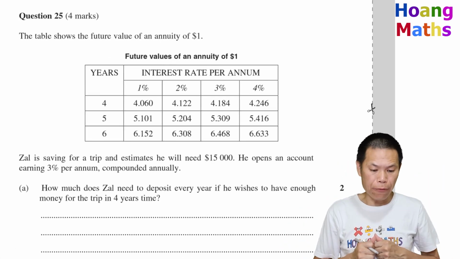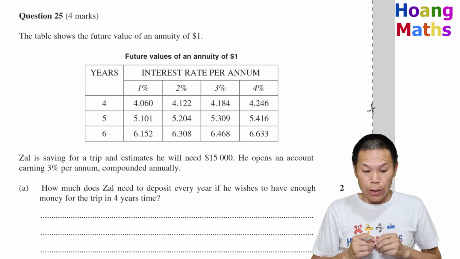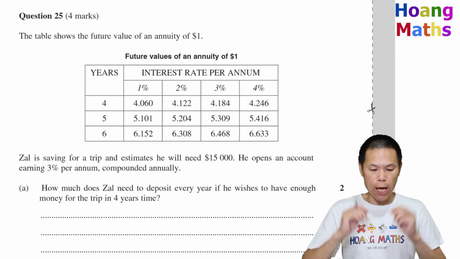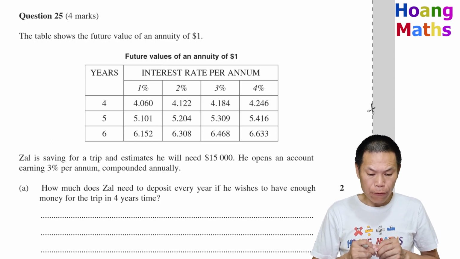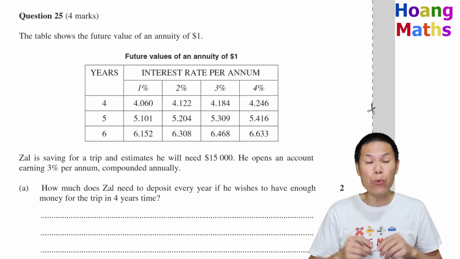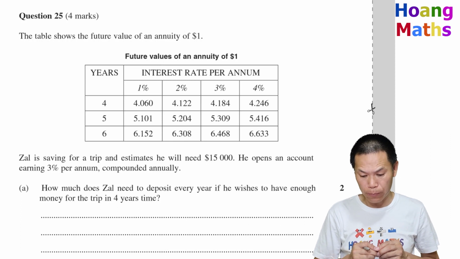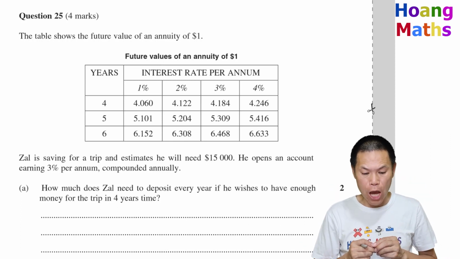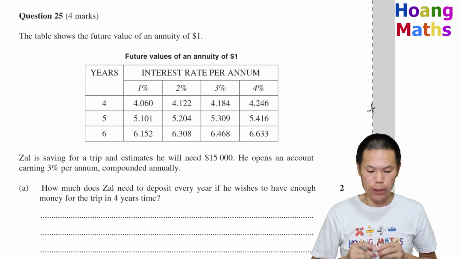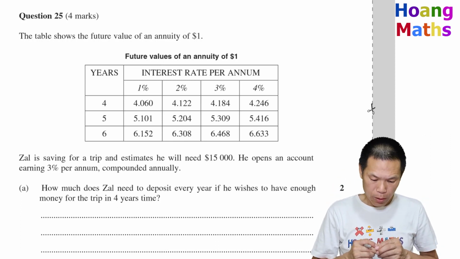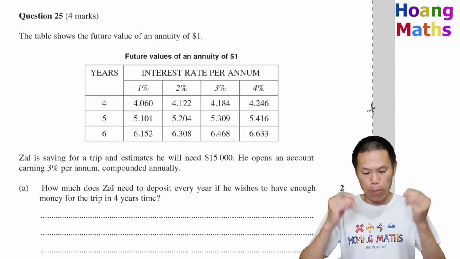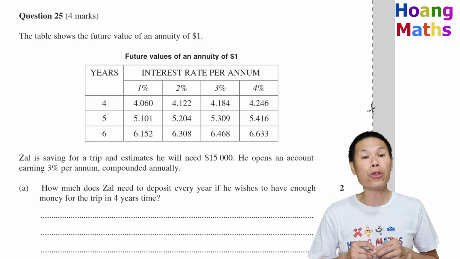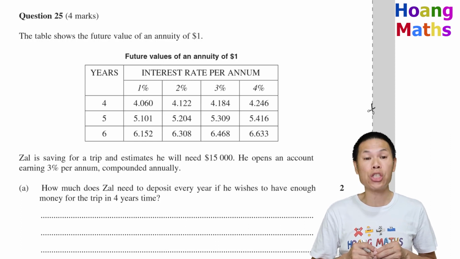Question 25. The table is showing the future value of an annuity of $1. Yao is saving for a trip and estimates he will need $15,000. He opens an account earning 3% per annum compounded annually. Part A. How much does Yao need to deposit every year if he wishes to have enough money for the trip in 4 years' time?